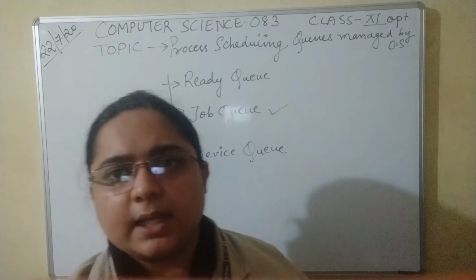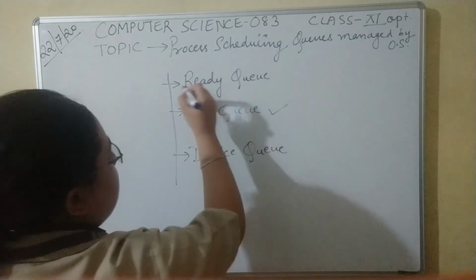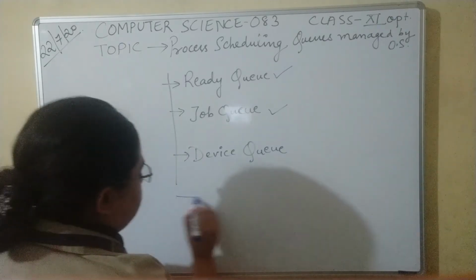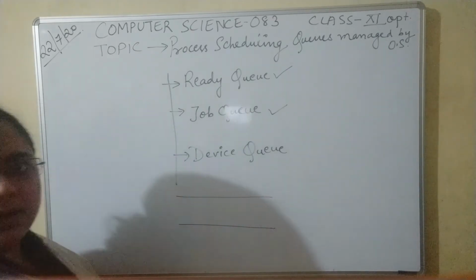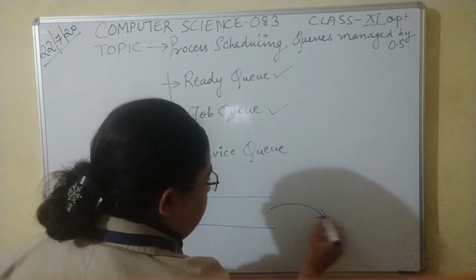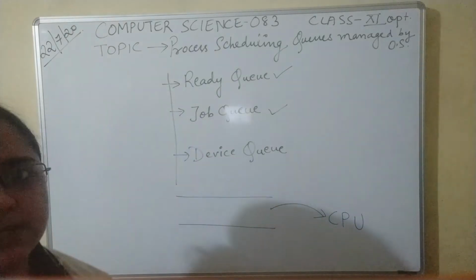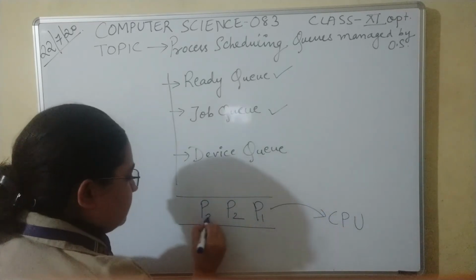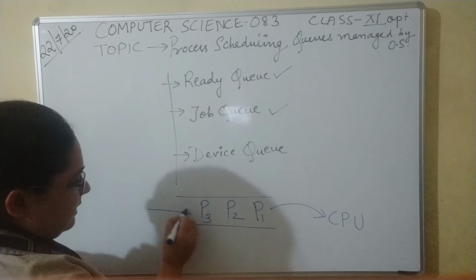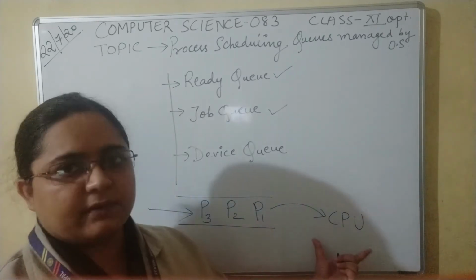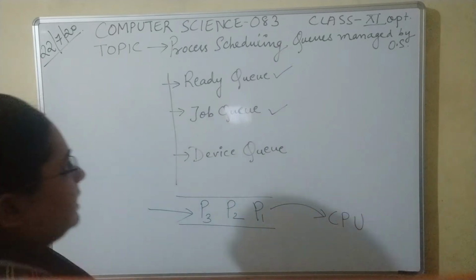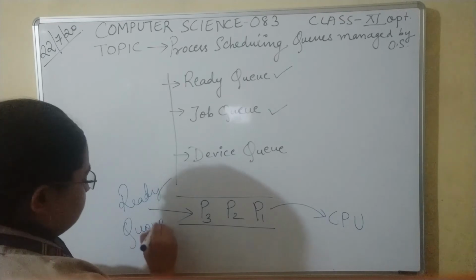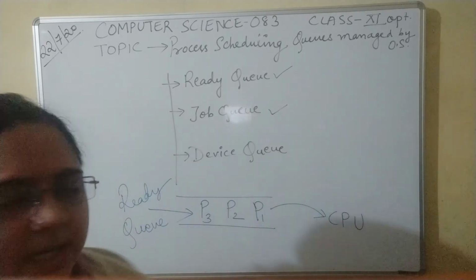Talking about the other thing, that is your ready queue. What is a ready queue? The ready queue is a queue of processes which are waiting to be executed by the CPU. As you can see over here, P1, P2, P3, these are the three processes which are waiting to be executed by the CPU. This is known as a ready queue. Understood? This is a ready queue.